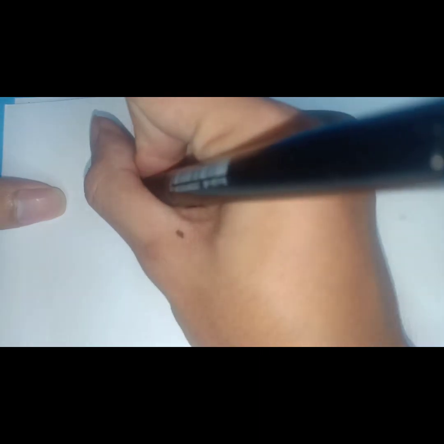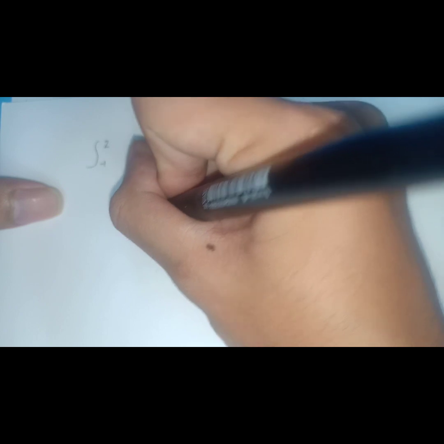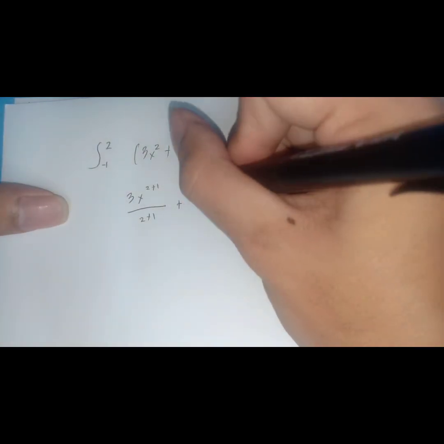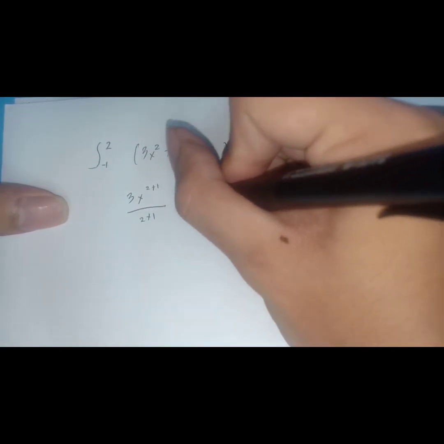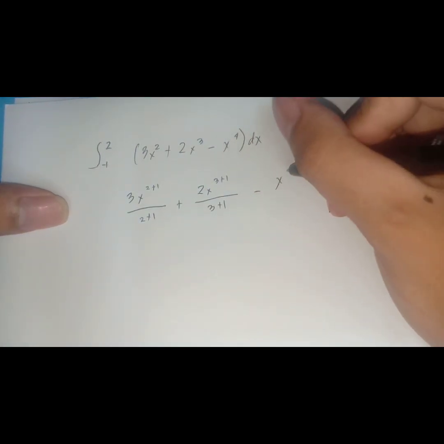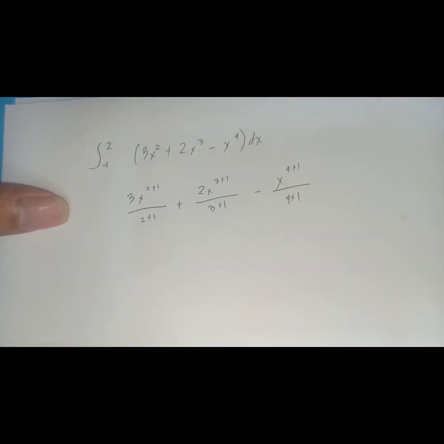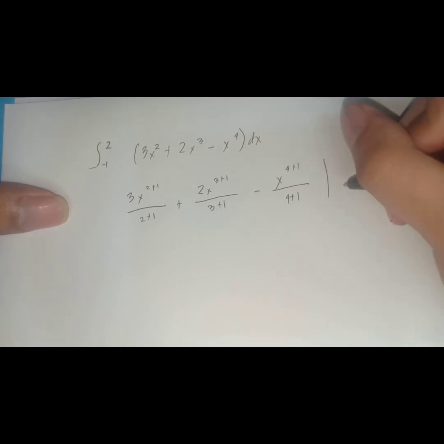We're just going to apply all of the rules that we had a while ago. So it will be 3x^(2+1) over 2+1, plus 2x^(3+1) over 3+1, minus x^(4+1) over 4+1, evaluated from -1. Oh, sorry.